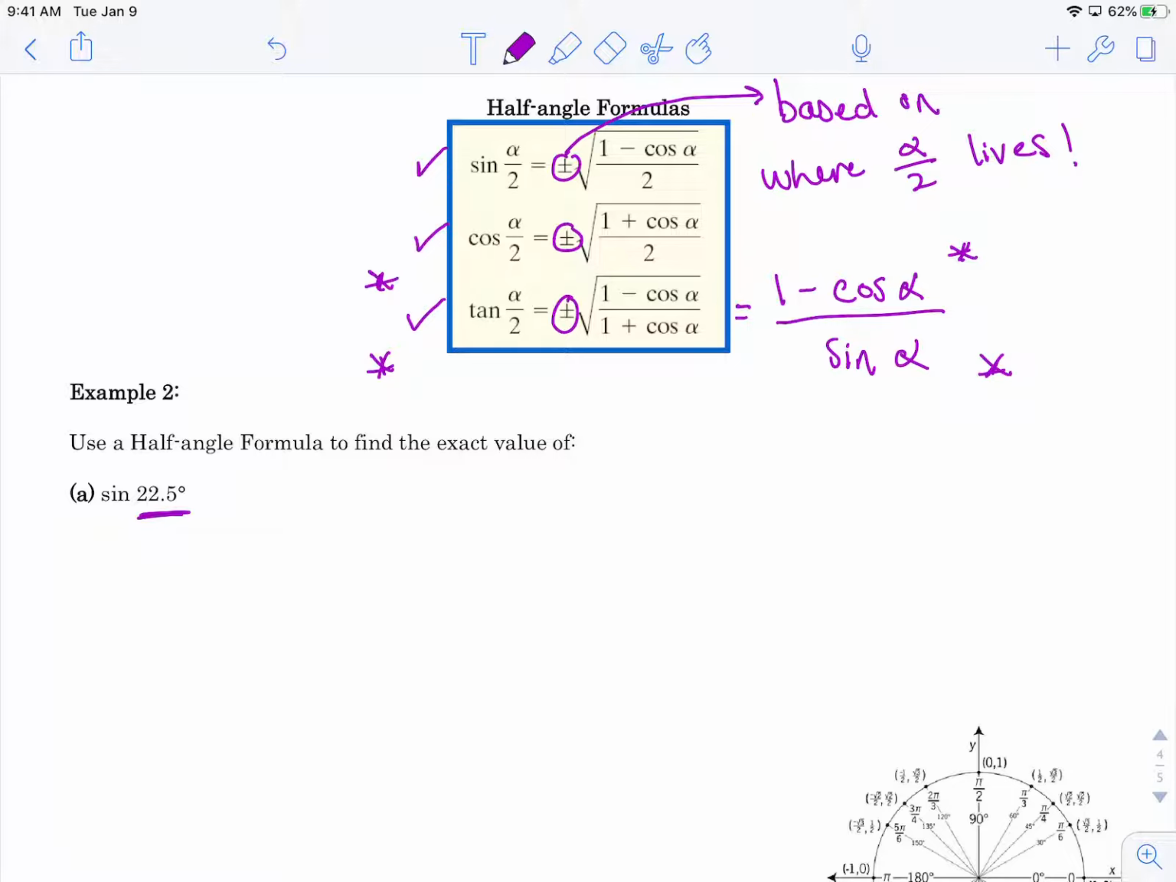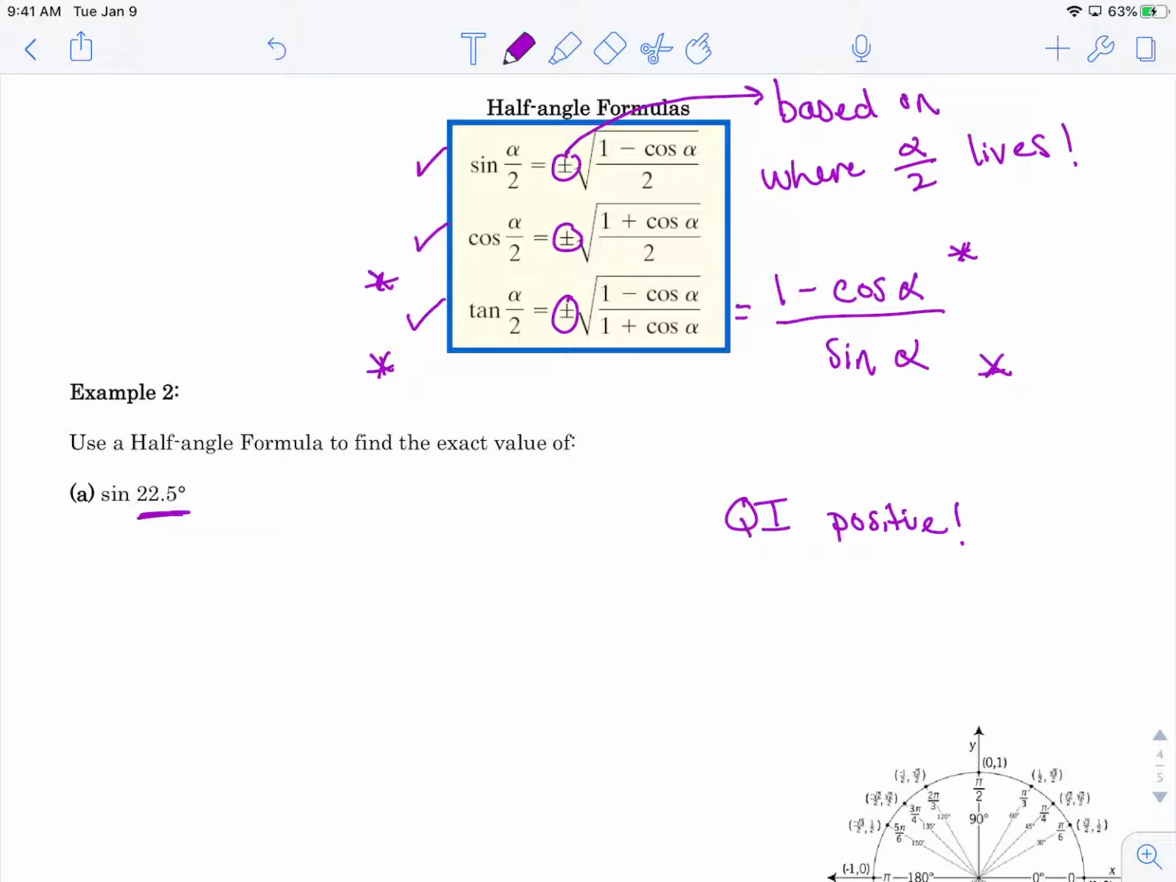So the idea here is, very first thing, decide where 22.5 degrees lives. Which quadrant are we in? We are in the first quadrant. So let me ask you, would that make your sine angle positive or negative? Well, from the first quadrant, it has to be positive. So right off the bat, I'm not going to write this plus or minus. I'm just going to leave it as a positive.